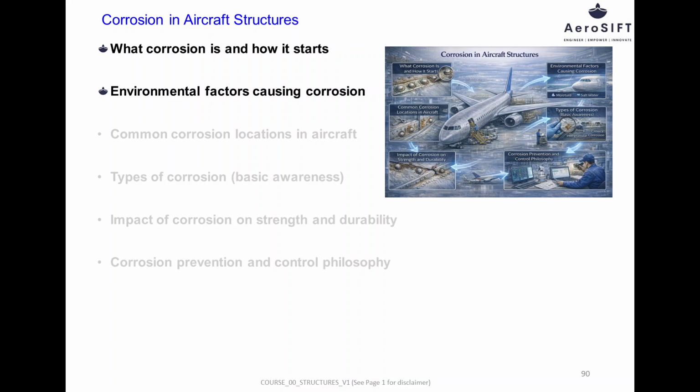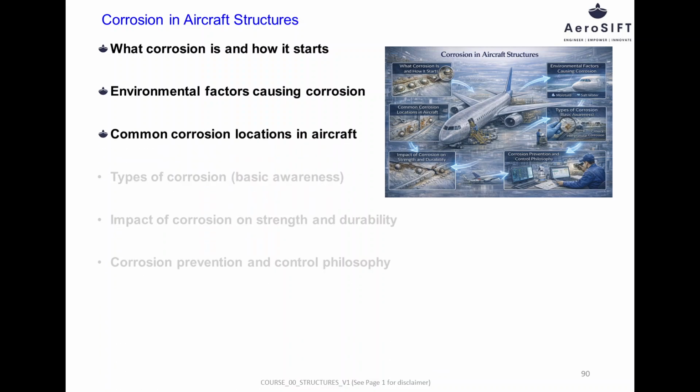Aircraft are exposed to extreme and varied environments: high humidity, salty coastal air, temperature swings, pollutants, and even de-icing chemicals, all of which make corrosion worse. Salt-laden air acts like an electrolyte that accelerates metal breakdown, and humidity and trapped moisture in joints or crevices can create perfect conditions for corrosion to begin and grow. Understanding how weather and chemical exposure affect aircraft materials helps us plan better inspections and protection.